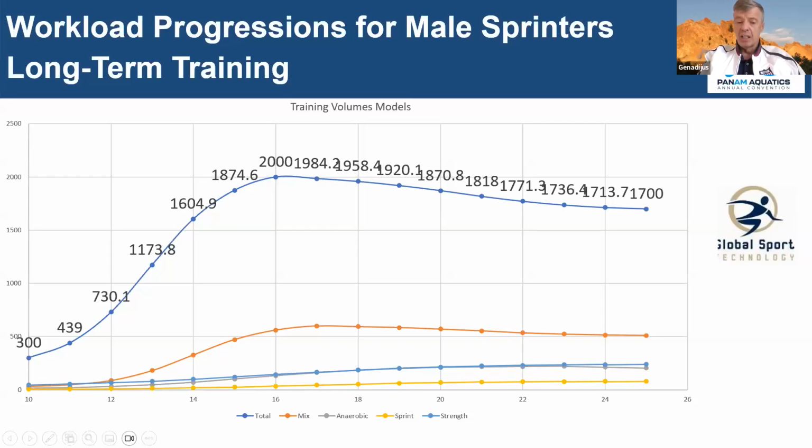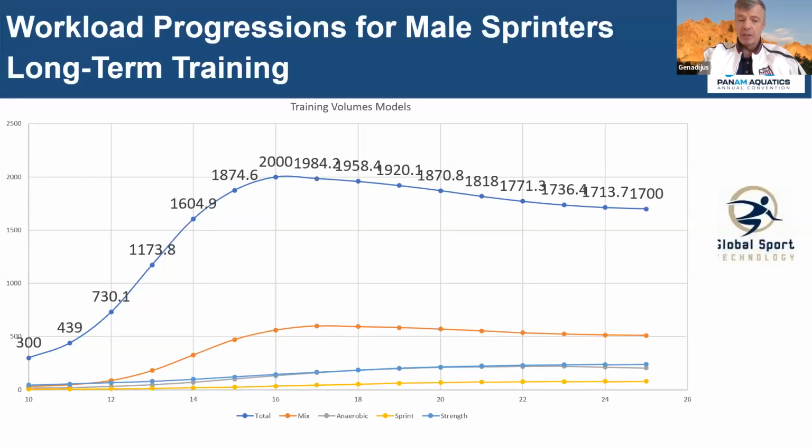And the energy zones in the graphs you see below reflect similar tendencies. For example, in the mixed energy zone, the red curve over here, the highest peak volume is reached at age 17 and then drops down. But anaerobic and sprint volumes continue to increase through their career, up to the age of peak performance, age 25. That's how athletes should train.